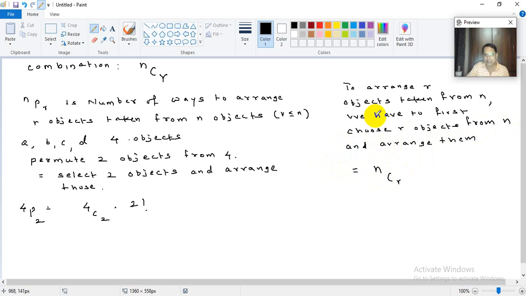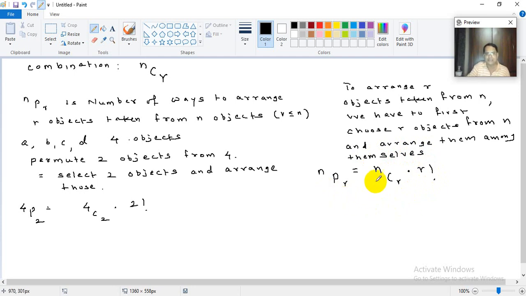बघा इथे पहिला आपण काय म्हटलंय, टू अरेंज आर ऑब्जेक्ट्स म्हणजेच NPR हा जो नंबर आहे तो कसा मिळणार मला, वी हॅव टू फर्स्ट चूज आर ऑब्जेक्ट्स. मग ते किती प्रकारे मी करू शकतो, NCR अँड अरेंज देम, अँड मीन्स मल्टिप्लिकेशन प्रिन्सिपल, अरेंज देम अमंग देमसेल्व्स. जे काही आर ऑब्जेक्ट सिलेक्ट केलेत ते आपापसात त्यांच्या अरेंजमेंट्स करायच्या. मग त्या किती होणार, तर आर फॅक्टोरियल, राईट. सो व्हॉट यू गेट, this is a relation between permutation and combination.